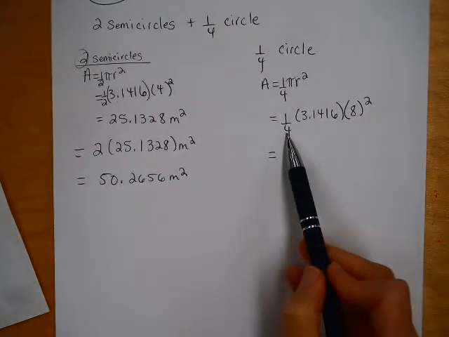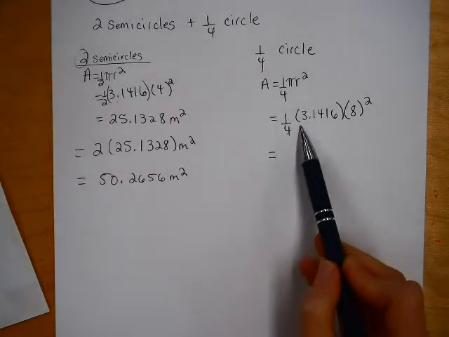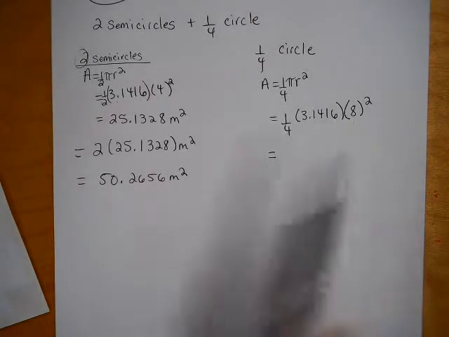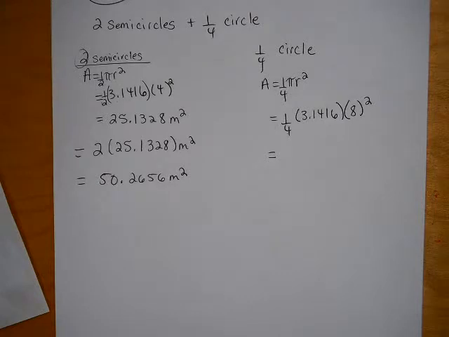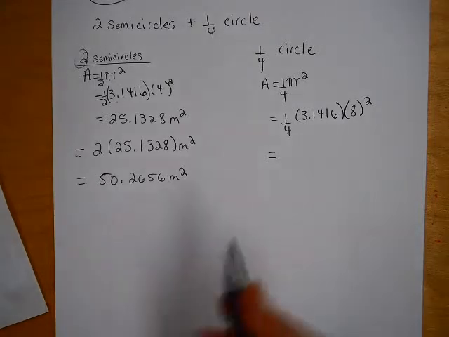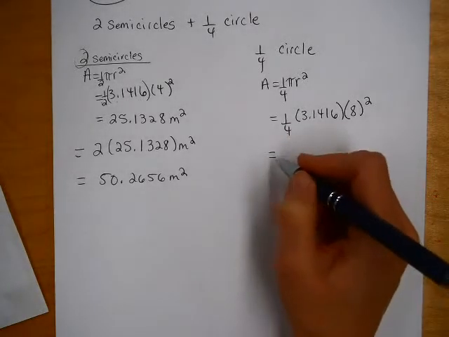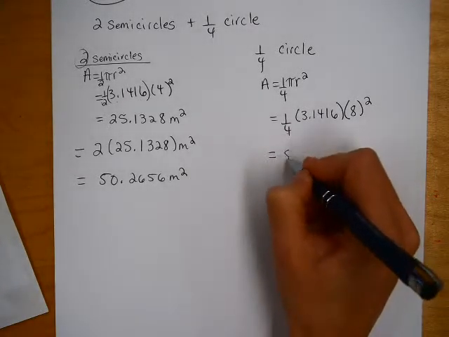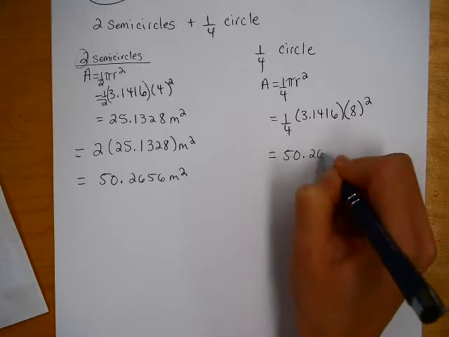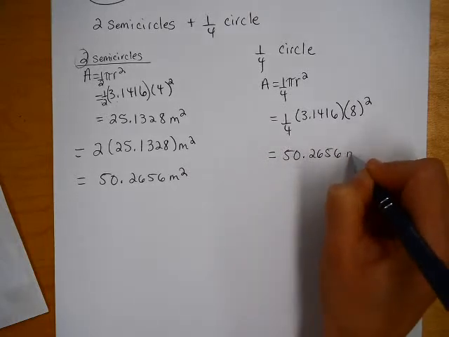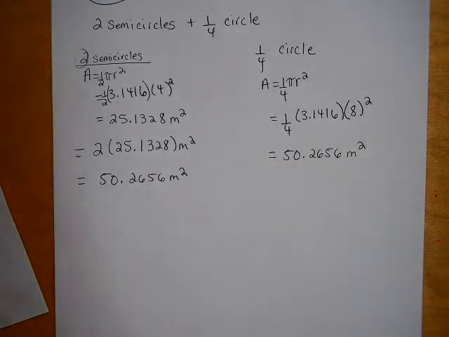Okay, so I'm going to do 0.25, which is 1/4, times 3.1416 times 8 squared on my calculator. And that gives me 50.2656 again, square meters.